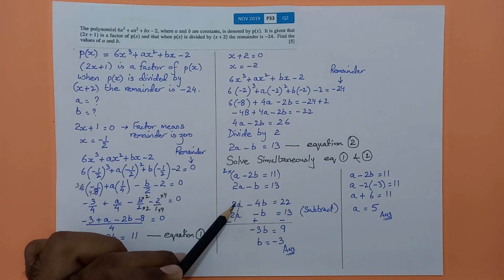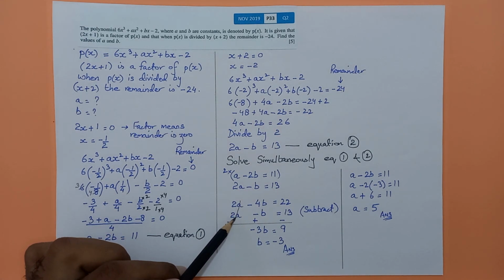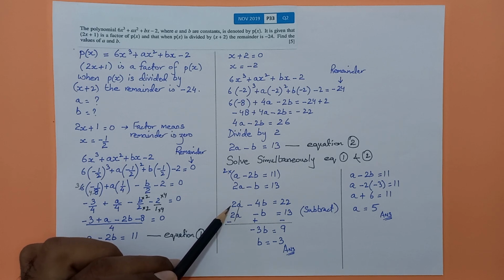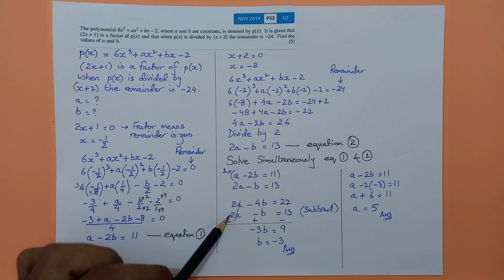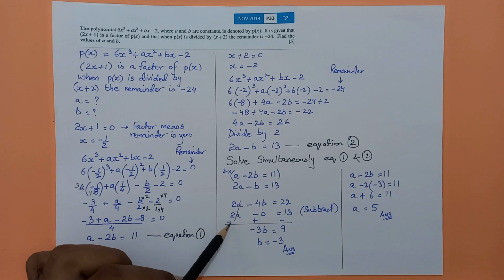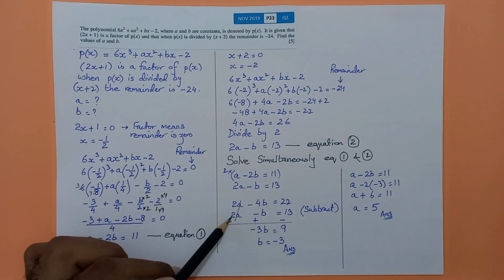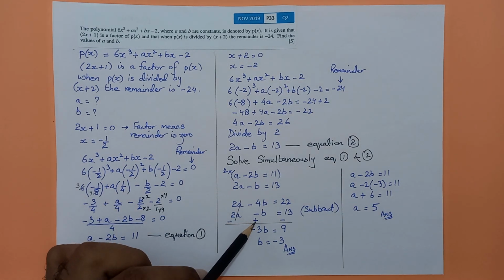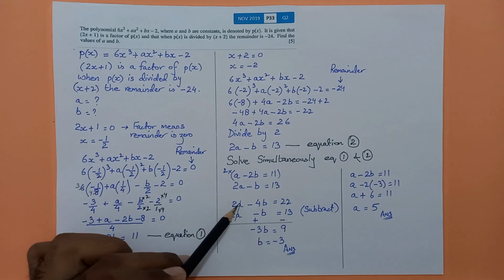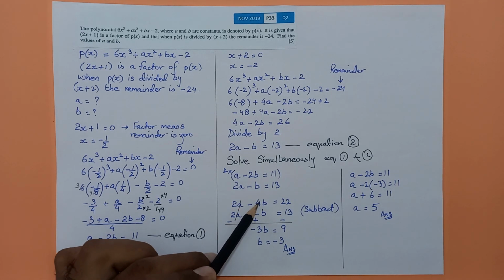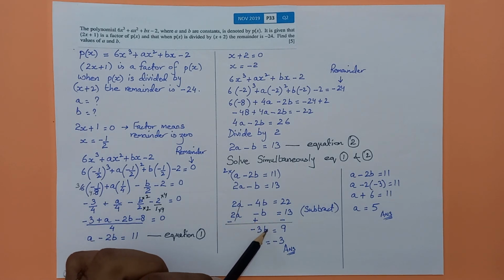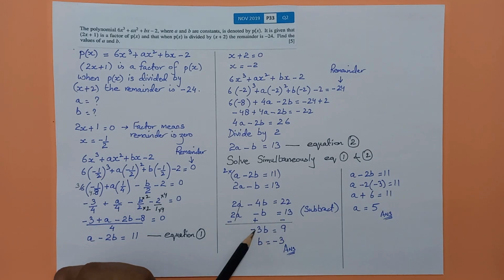And after that, because we have to eliminate this a, the terms should have opposite signs. They were both the same, so we subtracted. That means we changed the signs: positive became negative, negative became positive, positive became negative, and after that we cancelled. Minus 4b plus b is minus 3b, 22 minus 13 is 9, and from here b is equal to 9 divided by negative 3, so b is negative 3.